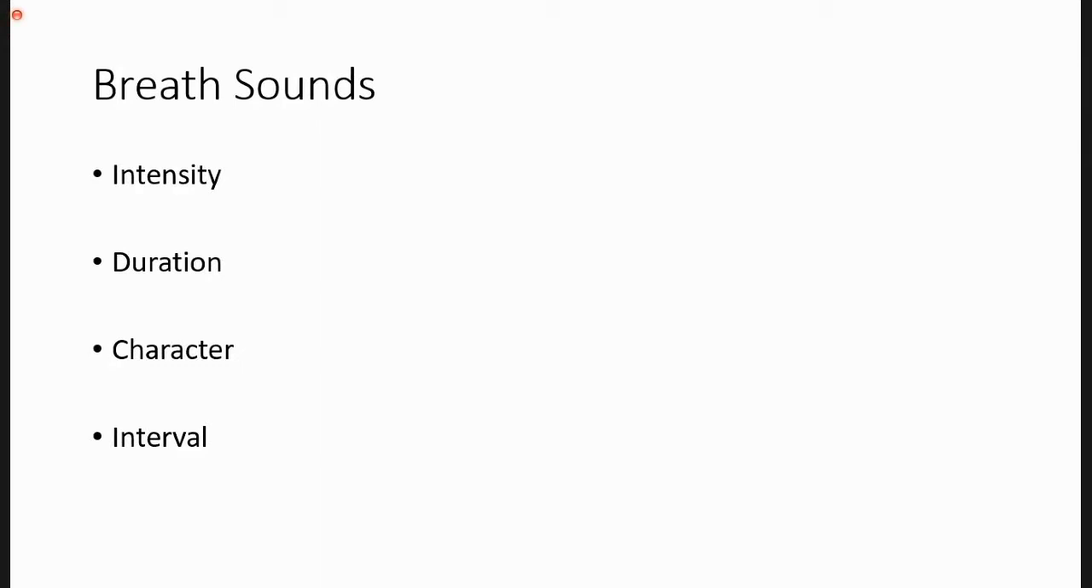Certain causes of decreased breath sounds are pleural effusion, when there's fluid in the pleural cavity; pneumothorax, when there's excessive air trapped inside; a collapse with obstructive bronchus; thickened pleura; or emphysema. These can all cause decreased intensity of breath sounds.